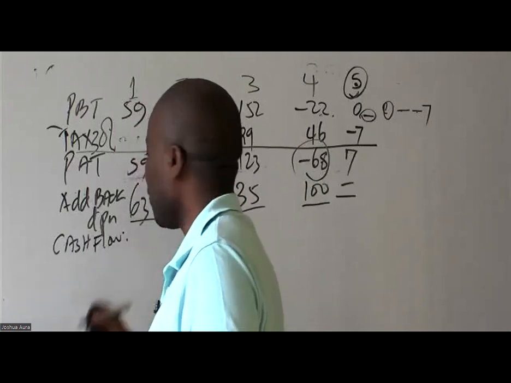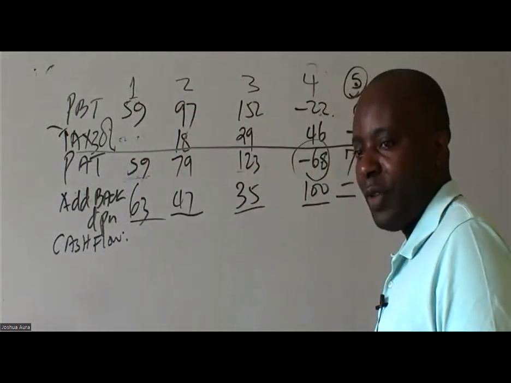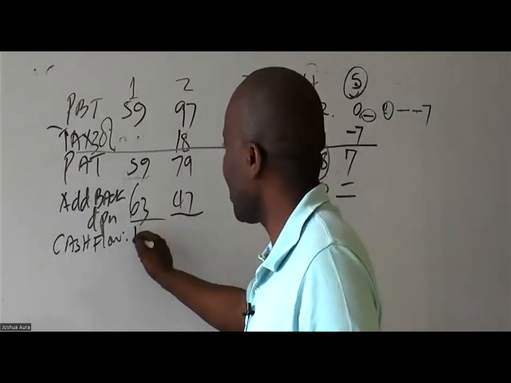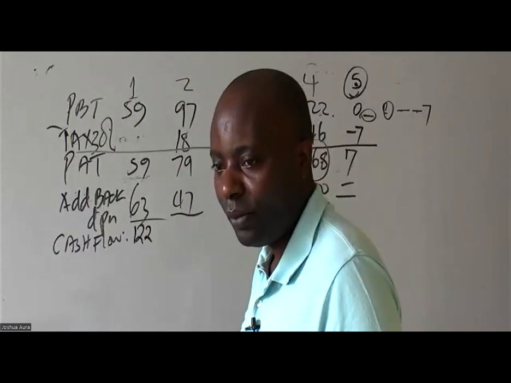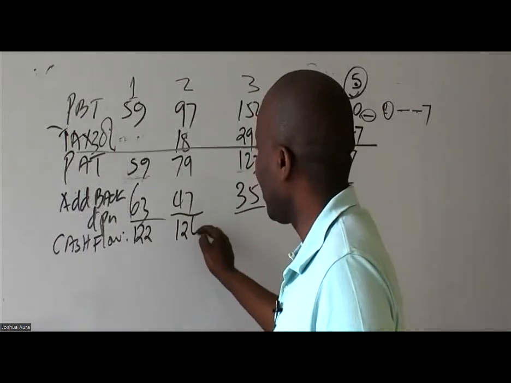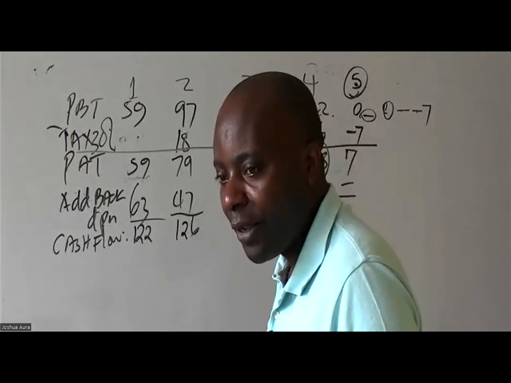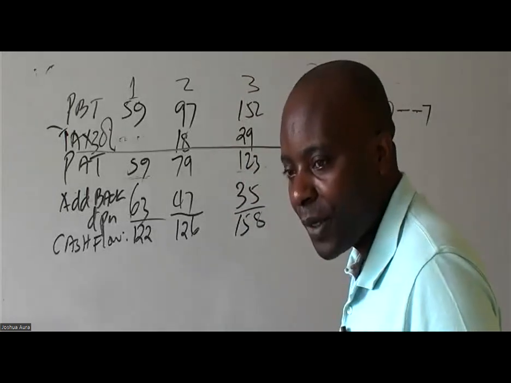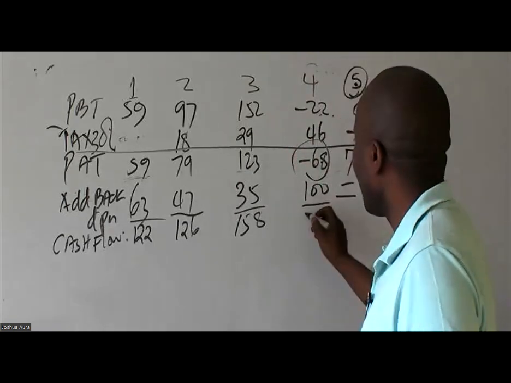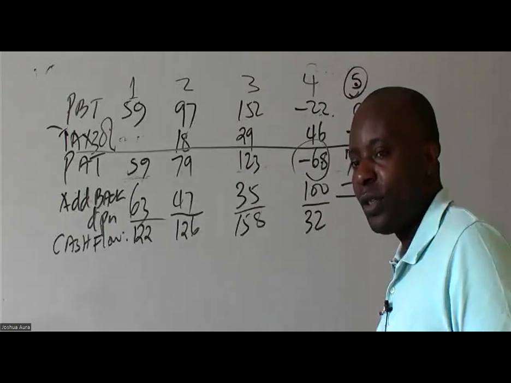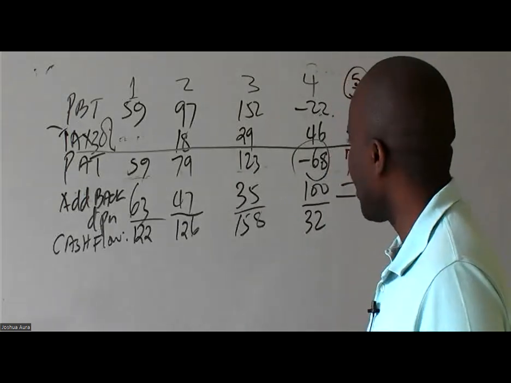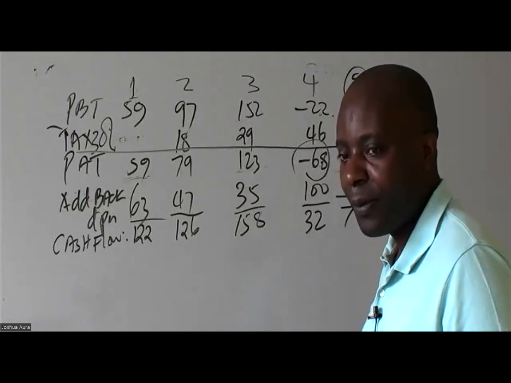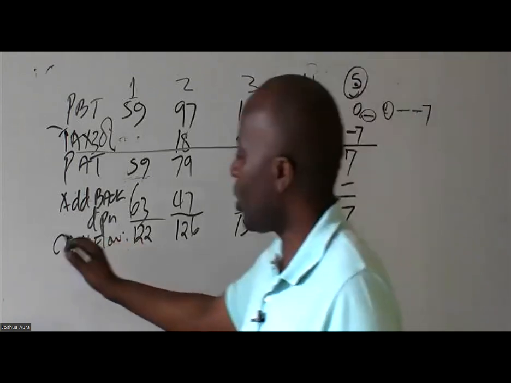These are operational cash flows. So operational cash flows, what do we have here? Somebody operational cash flows. 122, the first one. 126, the second one. Number 3, what do we have there? 158, the third one. Number 4, what do we have there? 32. Is it 32 or 132? 32. And then we have the last one, which will be 7. Thank you so much. So remember, these are operational cash flows.